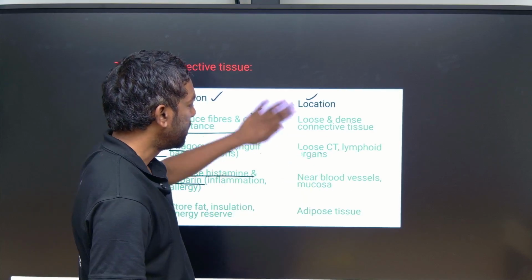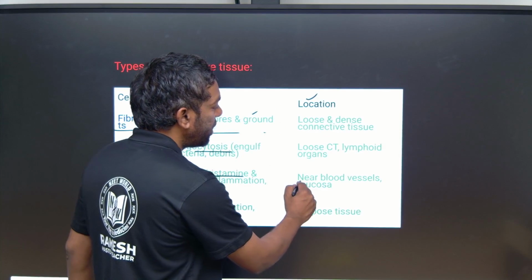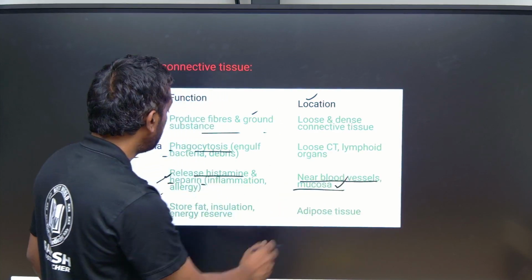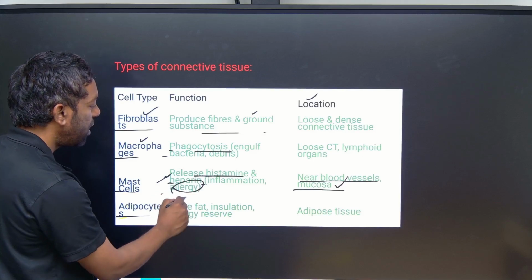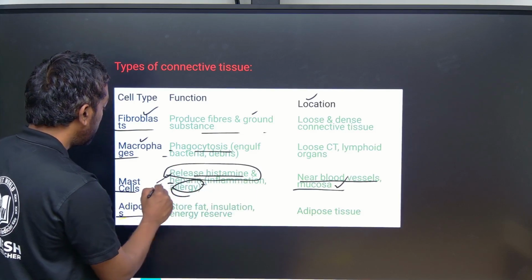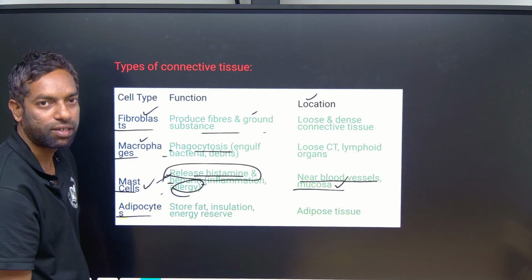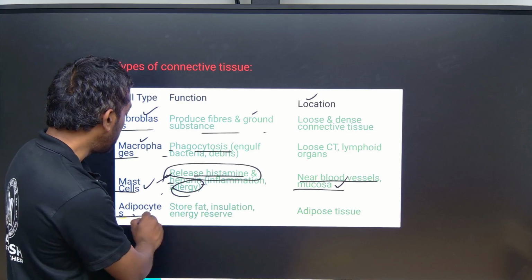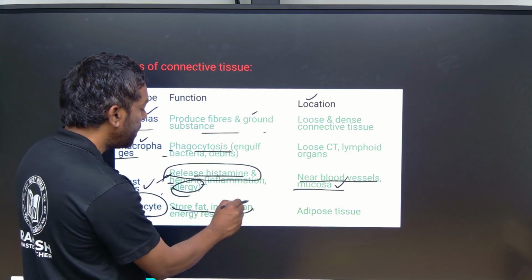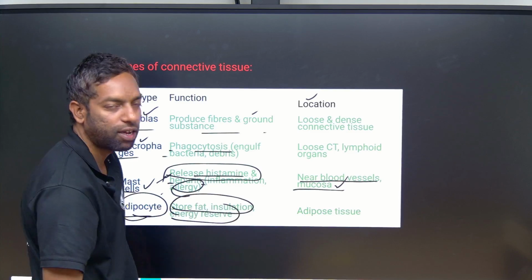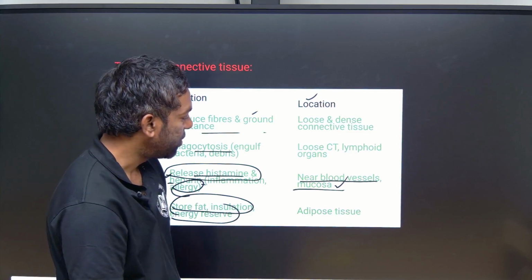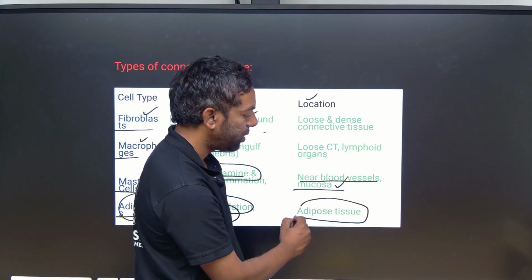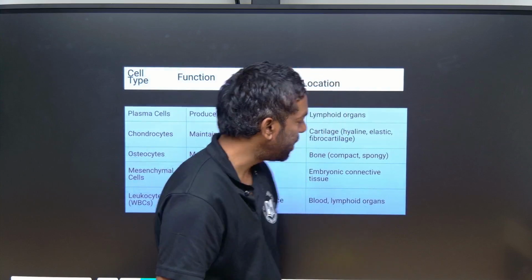So where is it located? Near blood vessels and mucosa. Histamine can be released from the mast cells, and they can reduce the inflammation in the blood. Adipocytes are mainly involved in the storage of fat in the adipose tissue. They are storage cells.